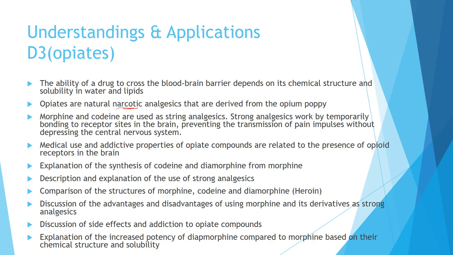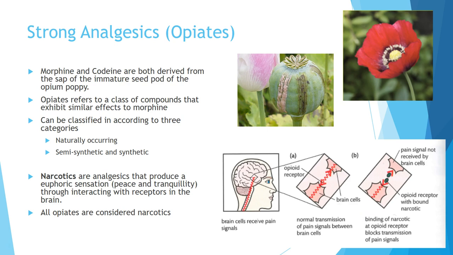The advantages and disadvantages of using morphine and its derivatives as strong analgesics. The discussions of side effects and addiction, which is a key problem with these compounds, and explaining the increased potency of diamorphine or heroin compared to morphine, and this of course again being based on its structure and solubility. As we've seen with this option already, a lot of the things that we're talking about come back to structure and bonding, and therefore being able to explain those things in terms of solubility and how they access receptor sites.